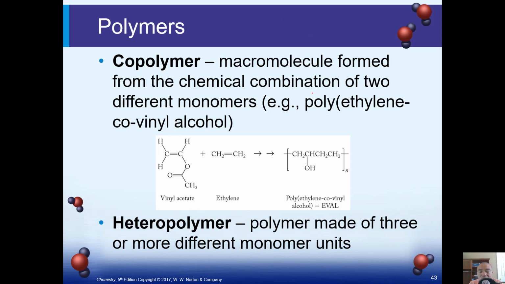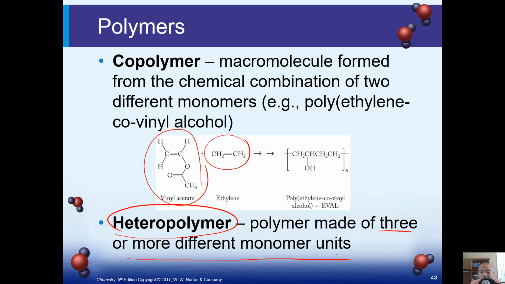The PETE and PVAL polymer is a physical mixture of two polymers. A new material can also be made by combining different monomer units. This type of polymer is called a copolymer if two different monomer units are involved, and is also called a heteropolymer if three or more different monomer units are used. In this case, two different monomer units are used. In contrast, the heteropolymer is made by three or more different monomer units.